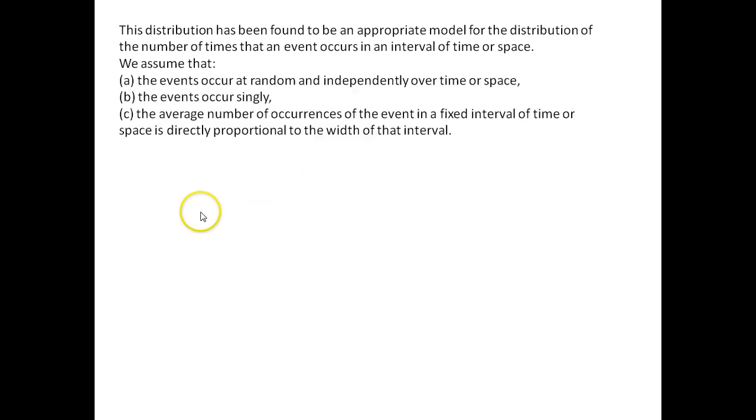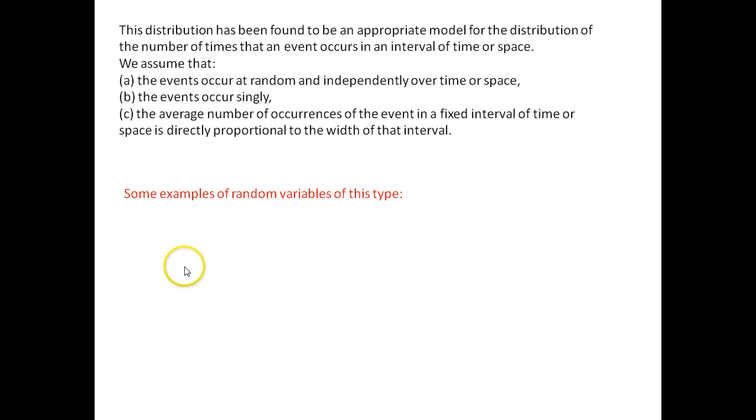We assume that the events occur at random and independently over time or space. The events occur singly. The average number of occurrences of the event in a fixed interval of time is directly proportional to the width of the interval.